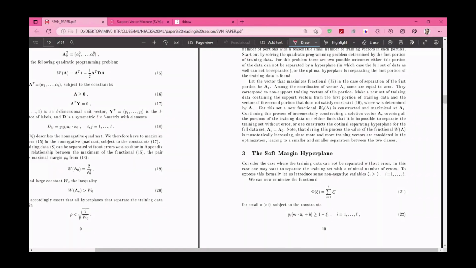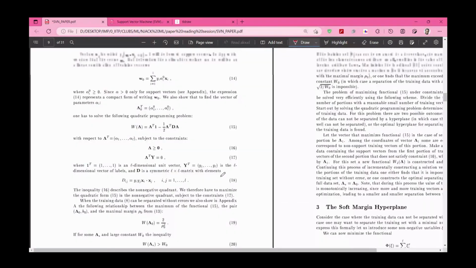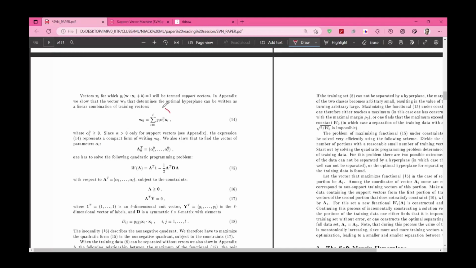And actually after applying the Lagrangian dual and differentiating with respect to omega and b and making it 0, we can obtain this one, that w naught is equal to the summation of yi alpha i into xi. So why actually the computation reduces is we only take the alpha i's to be greater than or equal to 0. Alpha i's are greater than or equal to 0 only for the support vectors.